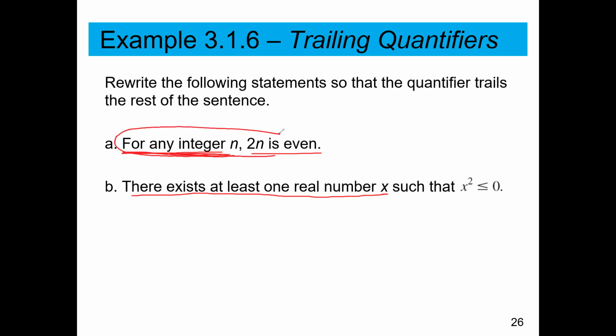I'm not even doing symbolic. I can literally take this first part and put it right here. And so it says 2n is even for any integer n. I can literally swap that. I can do here x squared is bigger than 0 for some real number x. So that's the idea, that we can move these terms around. So you don't always have them in this format where the quantifier is in the beginning. Be careful of that. You have to look for the quantifier and then rearrange it.